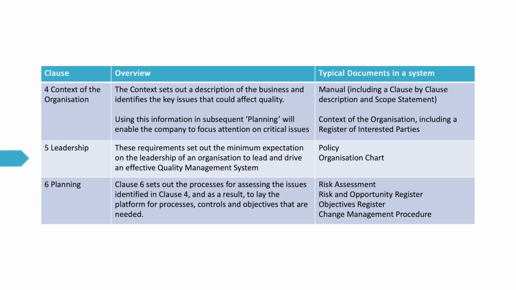In clause 5, which is about your leadership, that's a little bit more difficult to document, but you would expect as a minimum that you have a quality policy and an organisation chart that defines the roles and responsibilities of people that are going to manage your quality system. In clause 6 for planning, the typical documents that you're going to create will be a risk assessment process, a risk and opportunity register, an objectives register, and also a change management procedure that will help you make changes to the ISO management system itself.